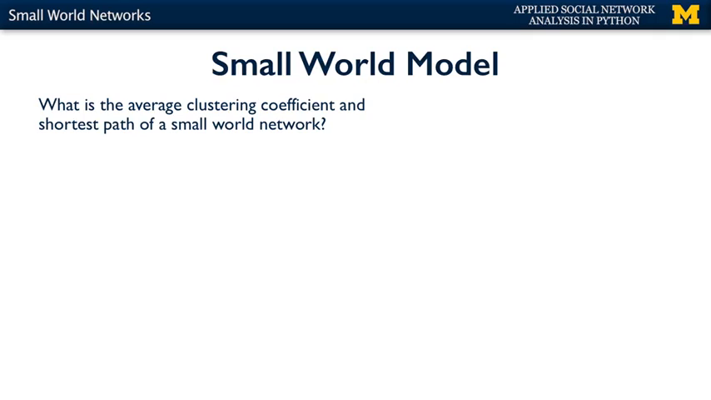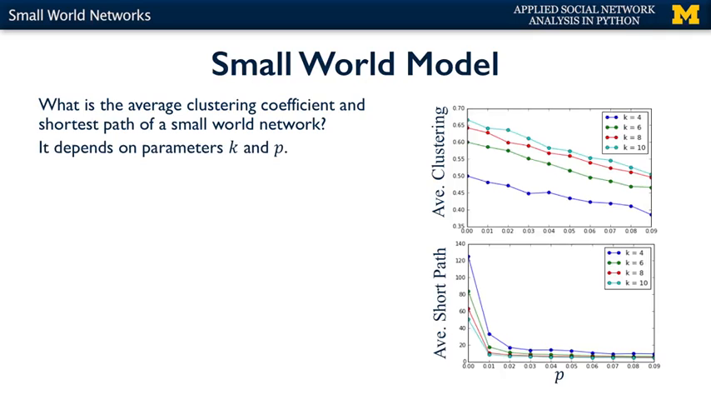So what is the average clustering coefficient and shortest path of a small world network? Well, it depends on the parameters k and p. Here I'm showing two plots where on the x-axis we have the value of p, and on the y-axis we have the average shortest path and the average clustering. And then we have curves for networks that have different parameters k.